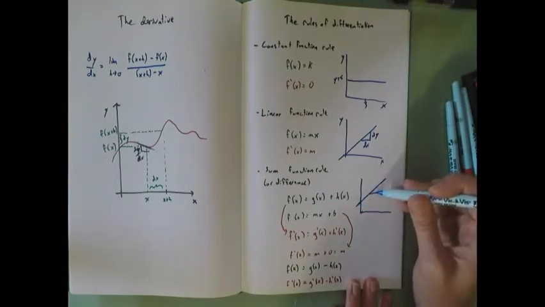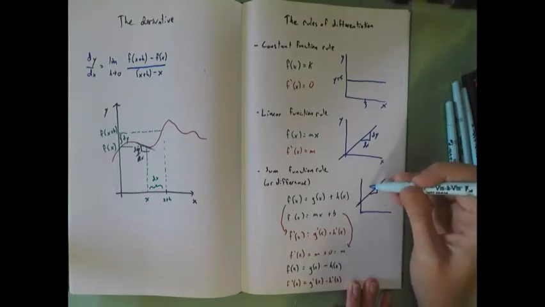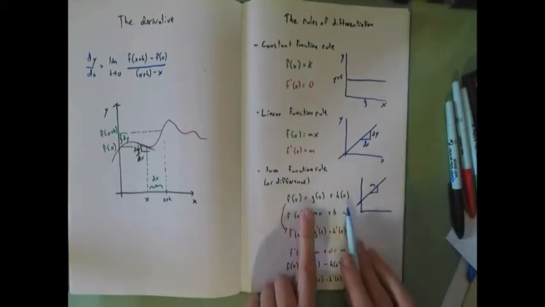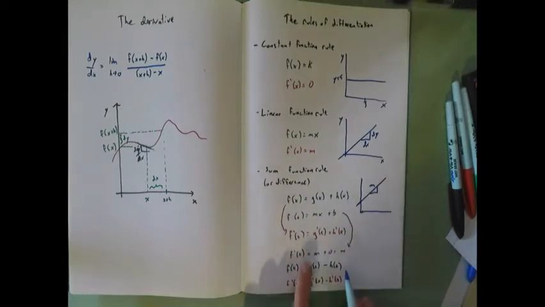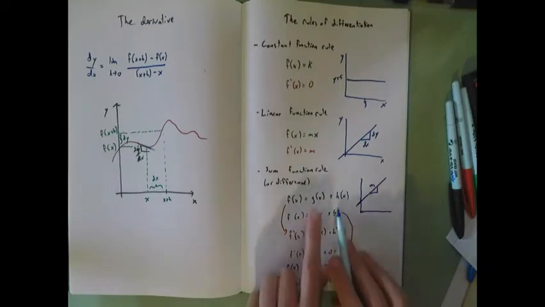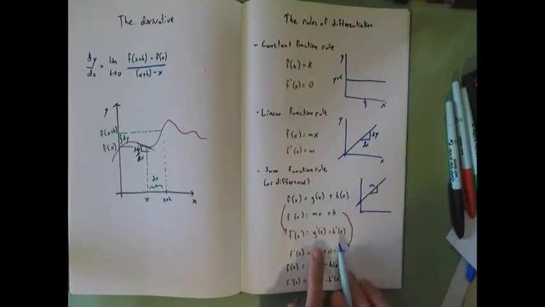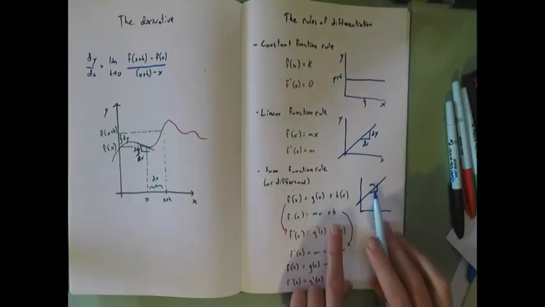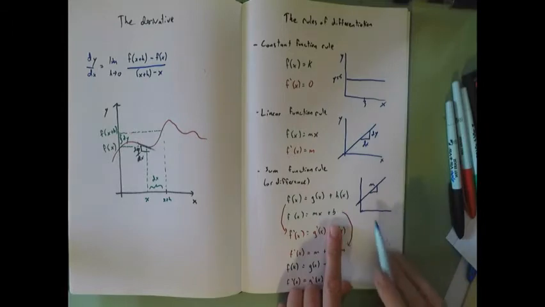And there, our slope is going to be m again. So when we sum two derivatives, we have this nice property that the derivative of the sum of the functions is just the sum of the derivatives of each individual part. So for mx plus b, we're adding m, we're adding the slope of b, which is 0, so we end up with just m.